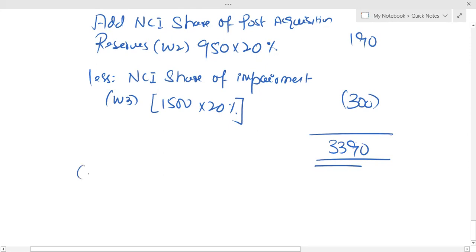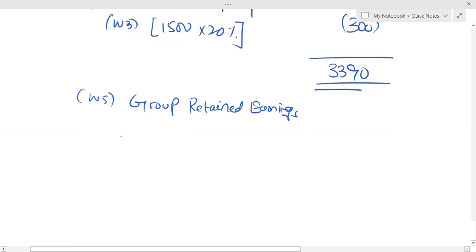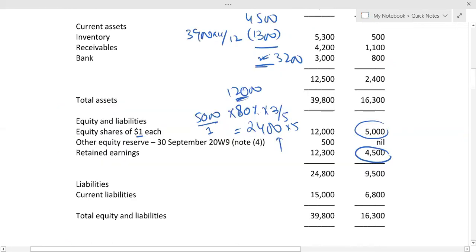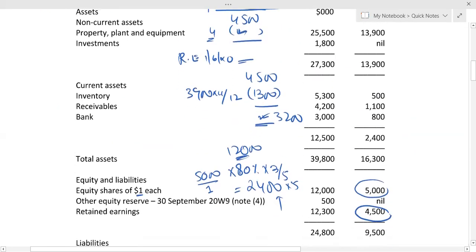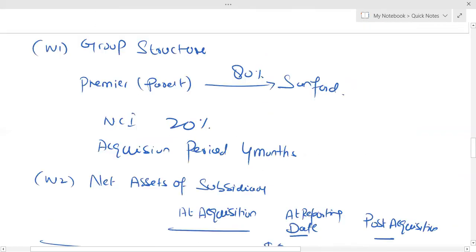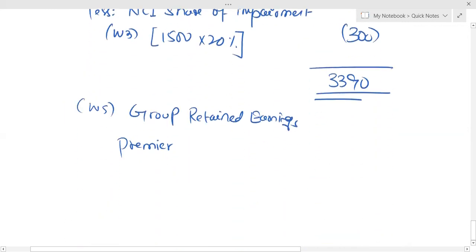Working 5, the last working: group retained earnings. Let's calculate group retained earnings. First, we have to take the retained earnings of the parent, that is Premier. Retained earnings of the parent is 12,300.